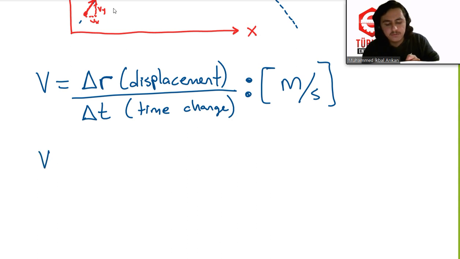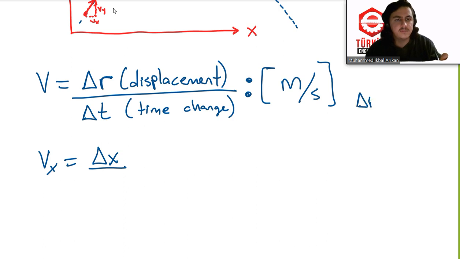What about Vx? Vx will be just the displacement change in the x-axis. So it's just delta x. That means displacement in the x-axis. Actually, delta r will be equal to r final minus r initial. The final position minus the initial position. What about delta x?